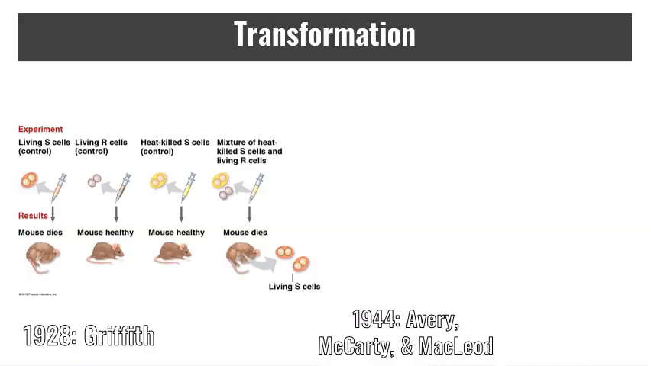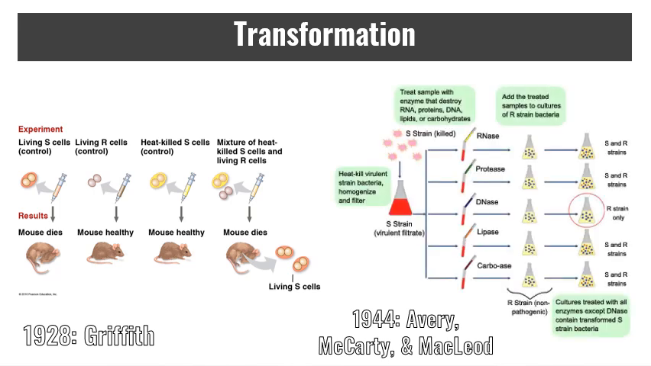Griffith was the first person to figure out transformation, the idea that bacteria can uptake genetic information from their environment. That was further studied by Avery, McCarty, and MacLeod, who then realized that it wasn't just all components that allowed transformation to occur, but DNA. So DNA is the transforming factor.